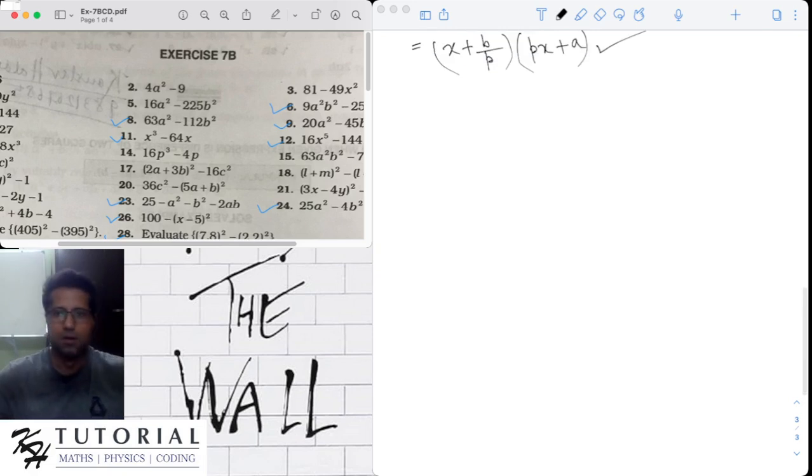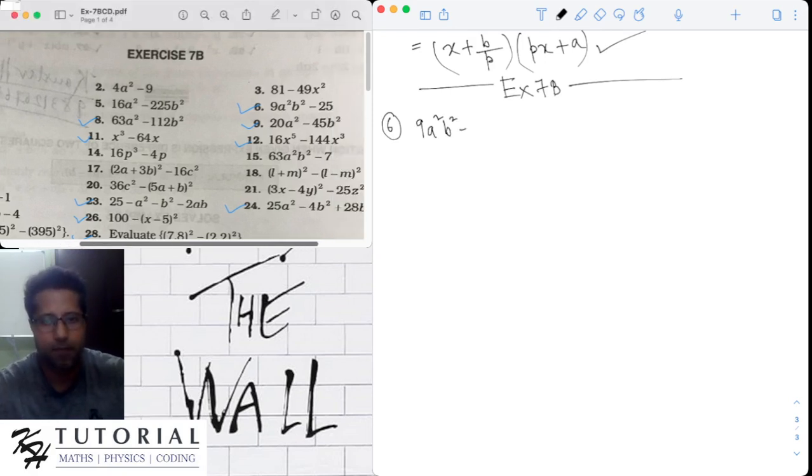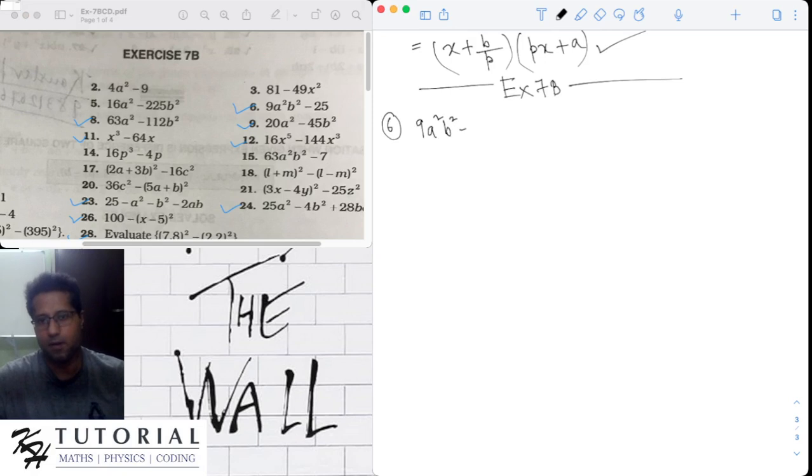Okay. So let's solve some problems so that we have hands-on practice in applying the concepts. This is exercise 7b. The first one is 6: 9a square b square minus 25. Now you can clearly see that it is roughly in the form a square minus b square.